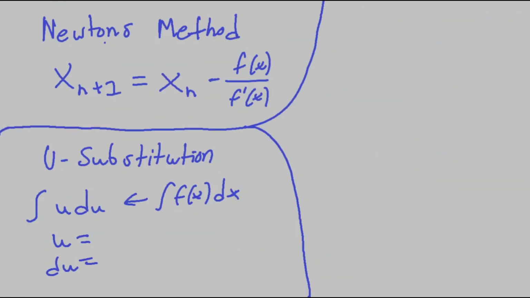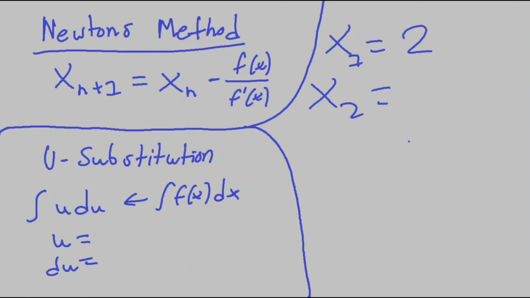And now we go over Newton's method. So Newton's method, the formula for that is going to be x n plus 1 is equal to x n minus f of x over f prime of x. So essentially what Newton's method deals with is, let's say you're given an original approximation of a 0 to be like 2, and you need to find x2.